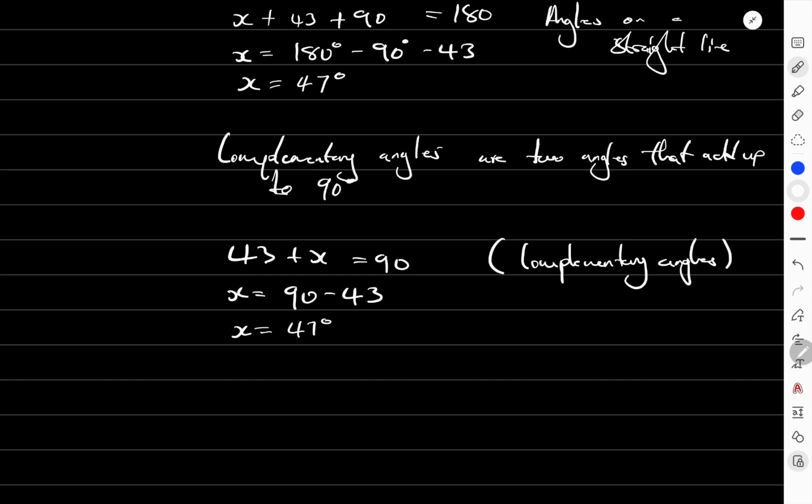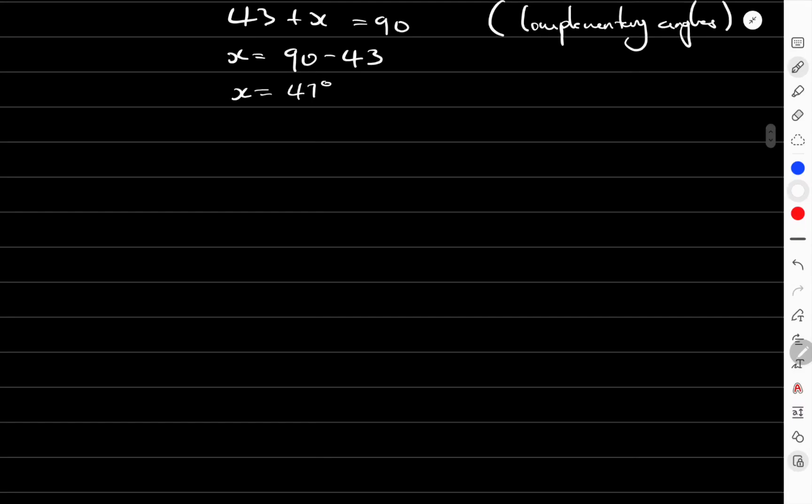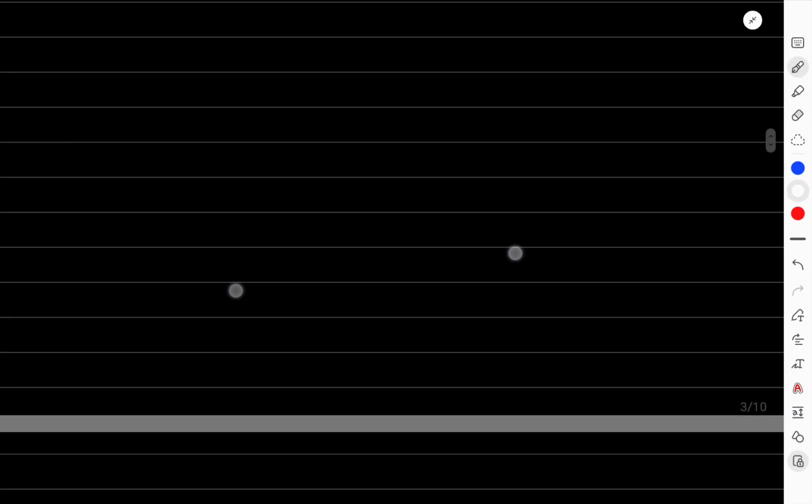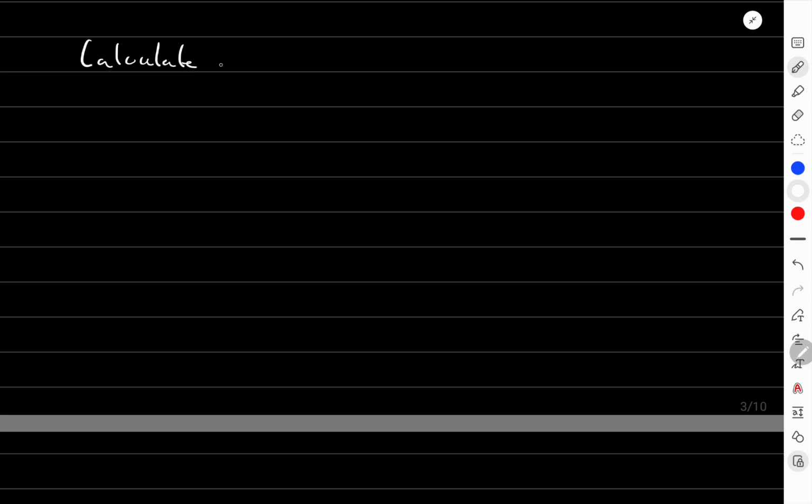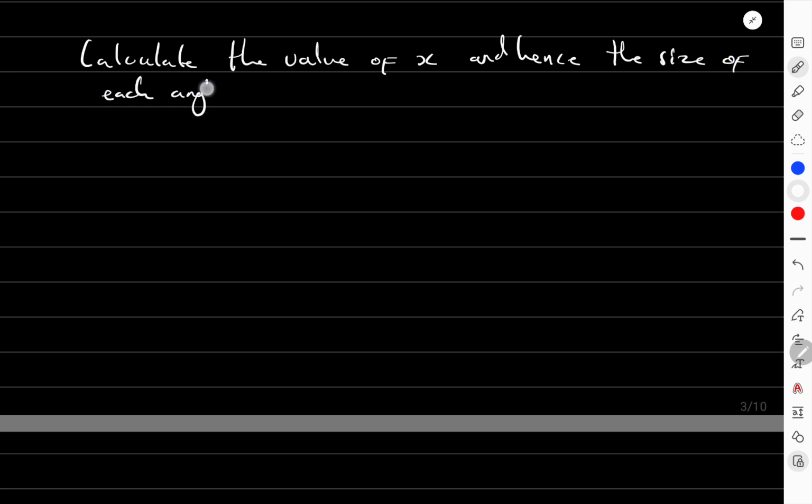I'm going to have x which is equals to 47 degrees. Now let us do the second one. We are required to calculate the value of x and hence the size of each angle. So let me draw the structure here.